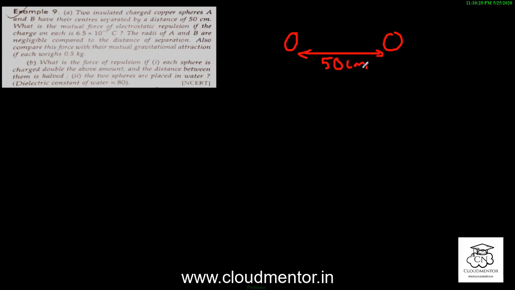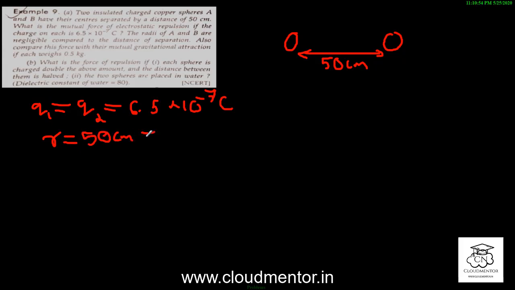Also the charge is given: Q will be equal to Q1 equal to Q2, that is equal to 6.5 into 10 raised to minus 7 Coulomb. And the distance between them is also given, that is R equal to 50 centimeter, that is equal to 50 multiplied by 10 raised to minus 2 meter.